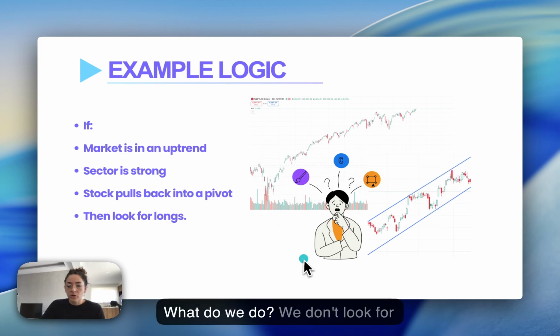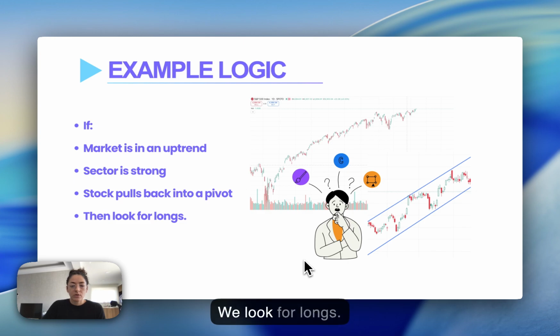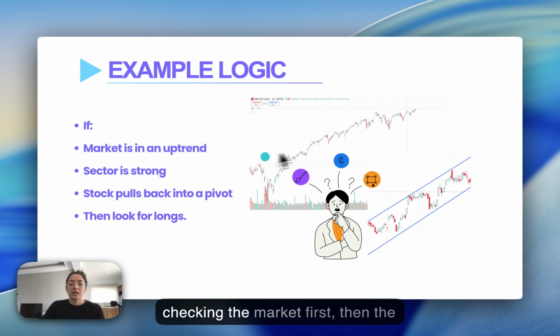What do we do? We don't look for bears in this case. We look for longs. We look for bullish setups, for bullish stocks. And that's really important because it changes completely the way you trade. If you think about your opinion and trying to anticipate moves, you're not going to make any profit in trading. But if you use this approach, checking the market first, then the sectors, and go down to single stocks and just trading with the trend, then you're going to be very profitable.